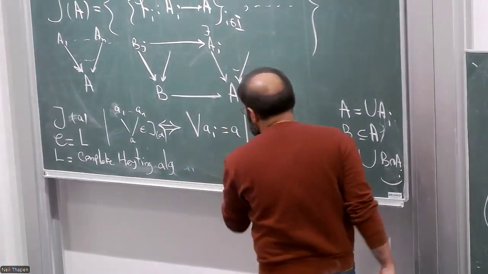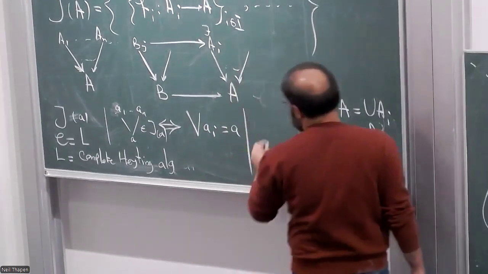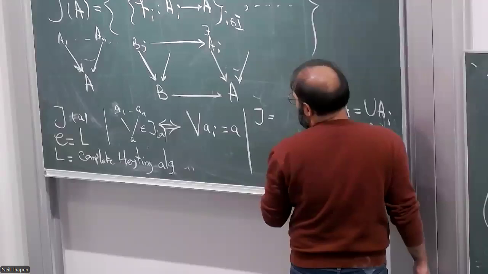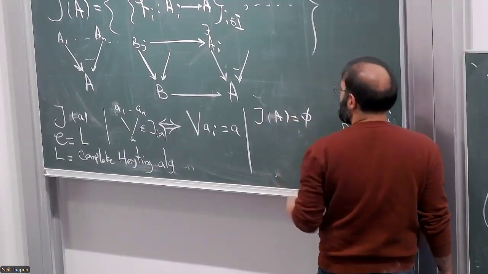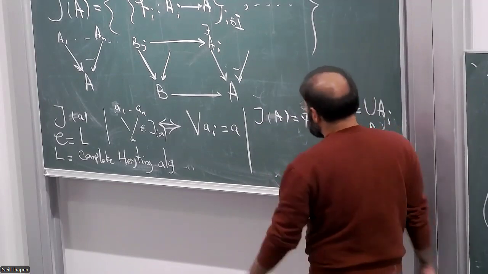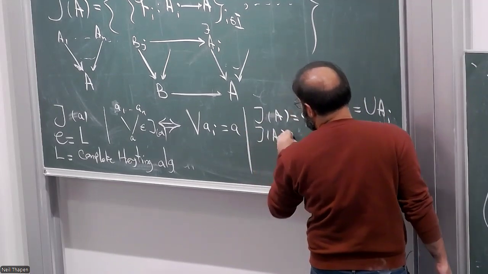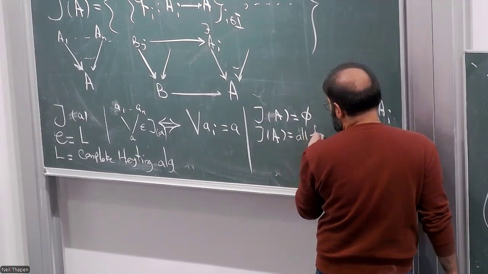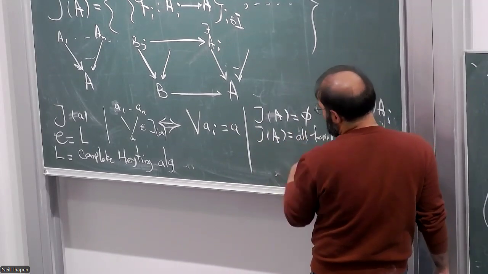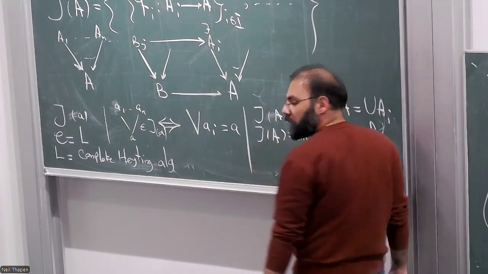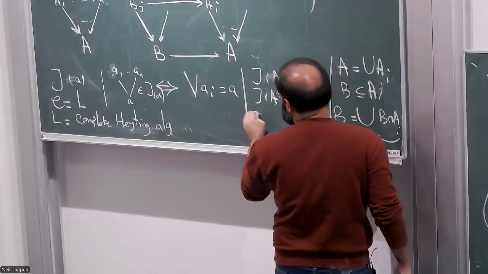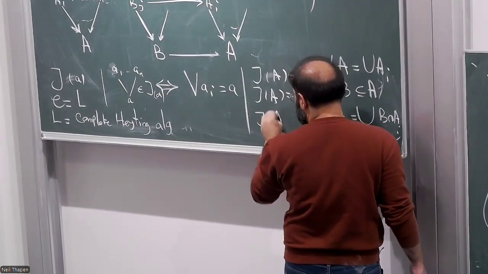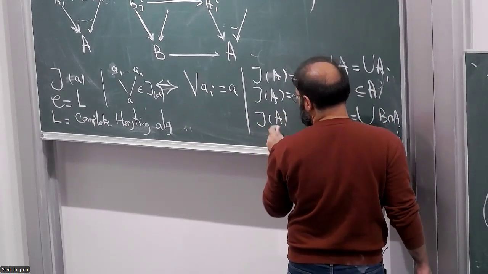So we saw this guy before, and we also had J of A being empty, so nothing is covering. Or J of A being all families of maps coming to A, so any family that you pick is a covering family. It's another one. And the one that we kind of like for some reasons is just the dense covering.